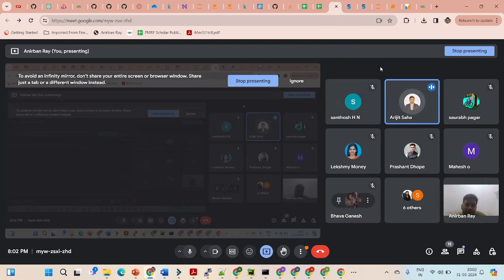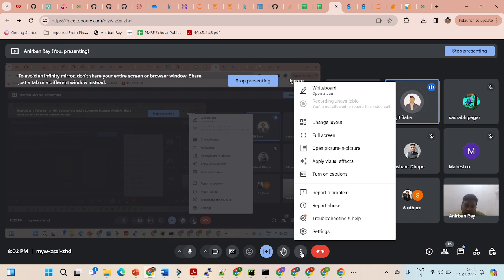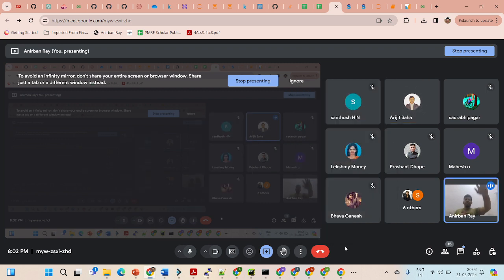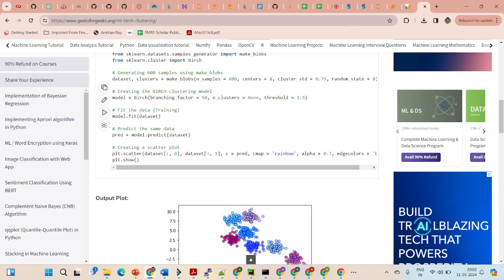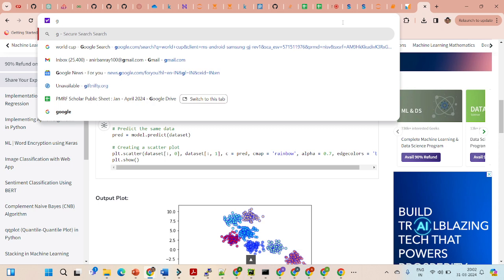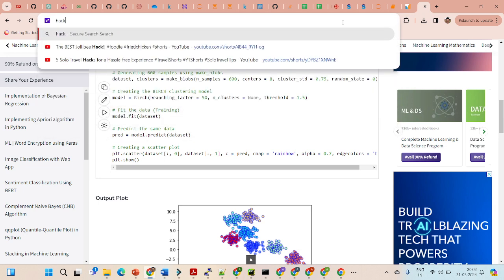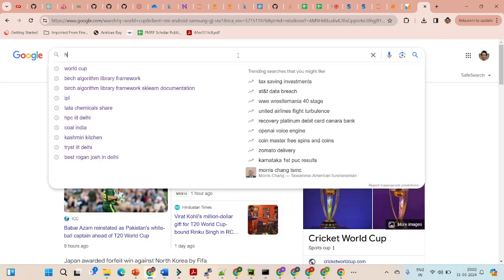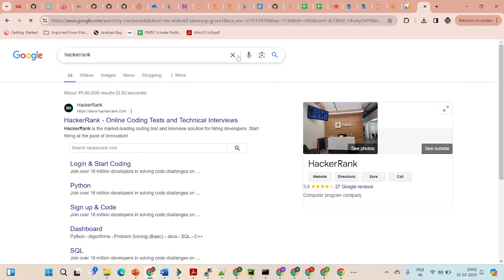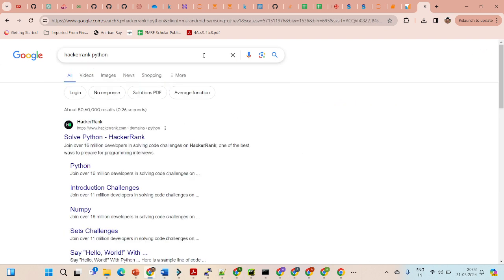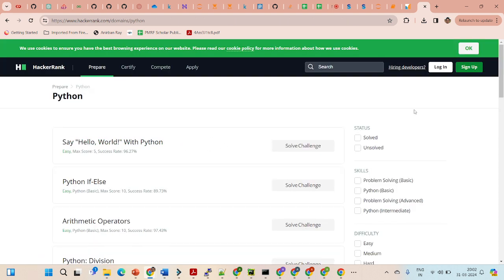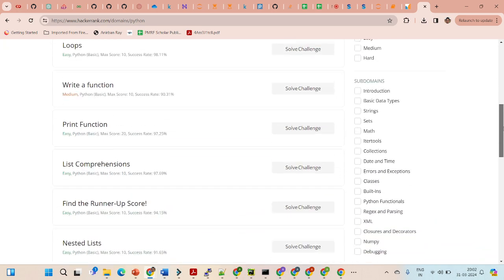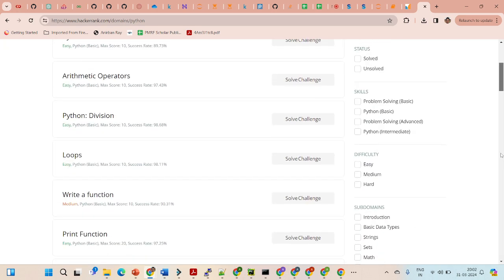So one more thing, as a beginner, how can I start learning Python coding? I know MATLAB programming, but I never worked on Python. For beginners, I recommend this HackerRank Python. So these are different problems given. As you solve, you will learn, from top to bottom.